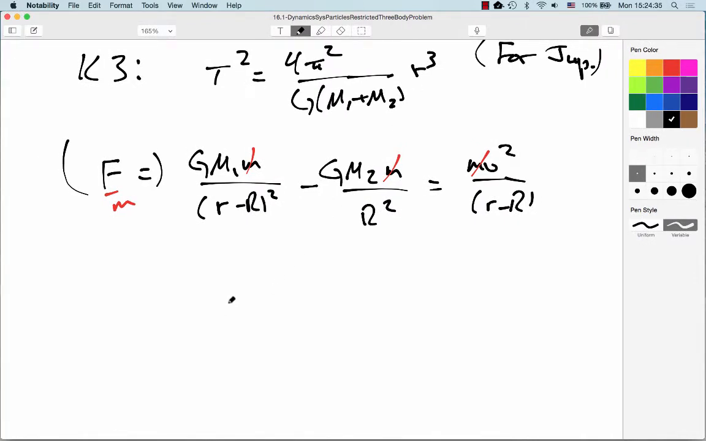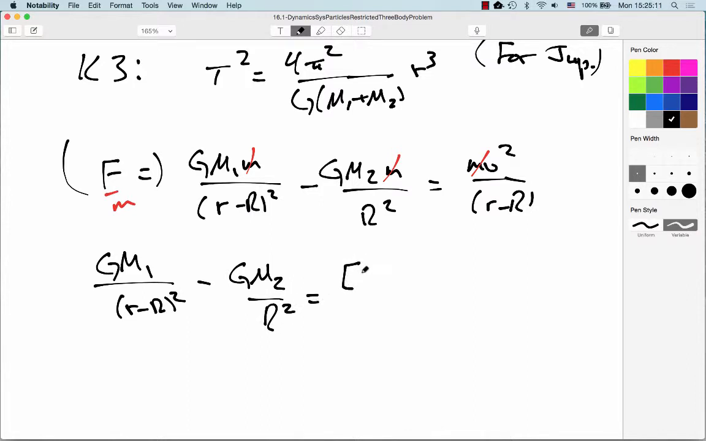And we can recognize that the speed here has to be 2 pi times this radius divided by the period of the orbit. So we're assuming it's a circular orbit. If you want to do this for ellipses, go right ahead. Just so we have Jupiter's circular enough anyway. So GM1 over R minus r squared minus GM2 over r squared equals, so we have here 2 pi times R minus r, squared, over T squared.